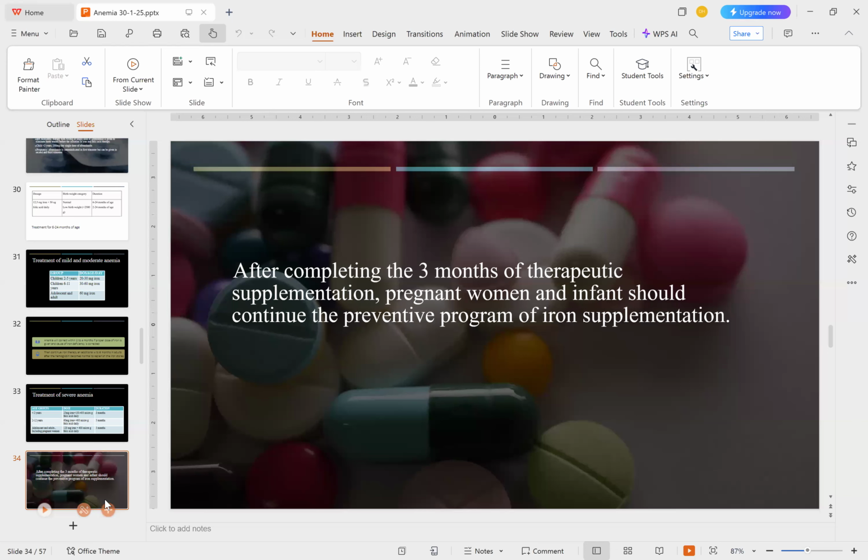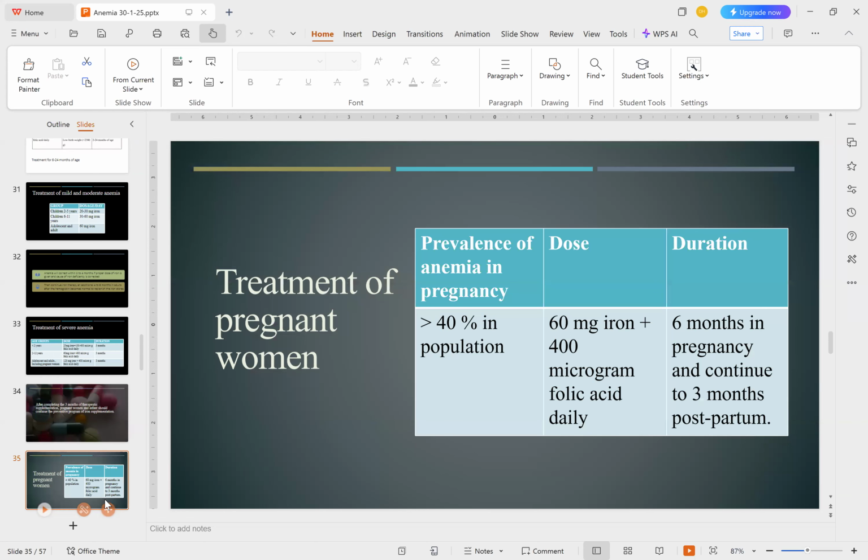Treatment of pregnant women. Prevalence of anemia in pregnancy is 40% in the population. Dose: 60 milligram iron, 400 microgram folic acid daily. Duration: 6 months in pregnancy and continue for 3 months postpartum.